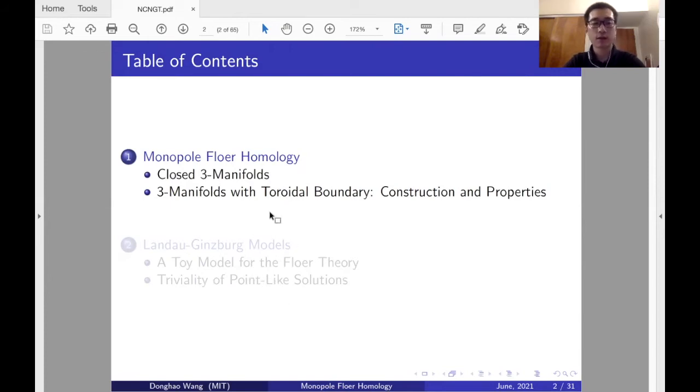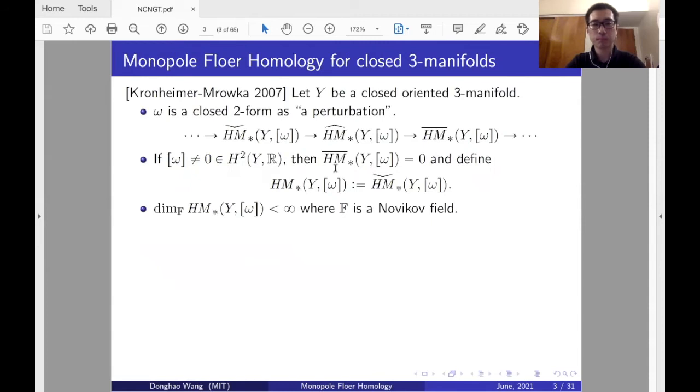So let's get started, and let me first explain the classical theory for closed three manifolds. Let Y be a closed oriented three manifold, and we'll choose the closed two form omega as a sort of perturbation of the Floer theory. Then in their book, Kronheimer and Mrowka define three flavors of monopole Floer homology groups for such a pair, and they fit into a long exact sequence like this.